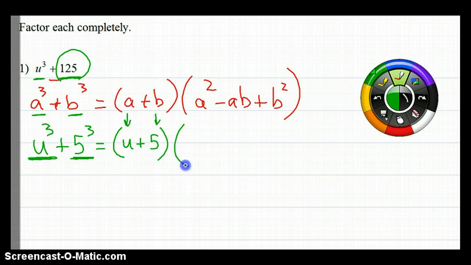Let me say that again. Wherever you see an A, you're going to put a u. Wherever you see a B, you're going to put a 5.